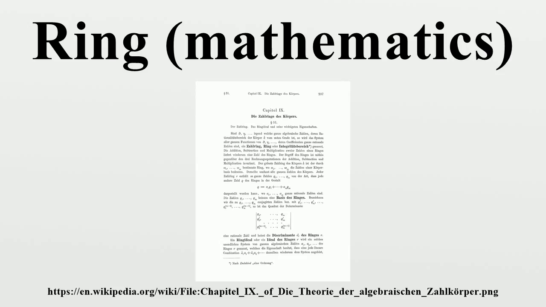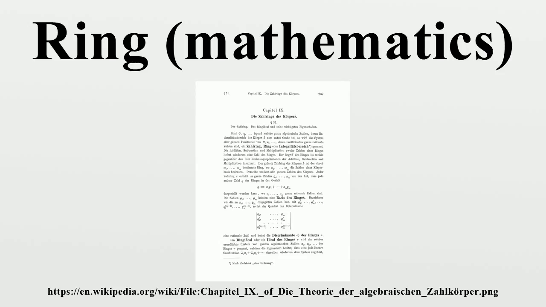1. R is an abelian group under addition, meaning that (a + b) + c = a + (b + c) for all a, b, c in R. a + b = b + a for all a, b in R. There is an element 0 in R such that a + 0 = a for all a in R. For each a in R there exists -a in R such that a + (-a) = 0.